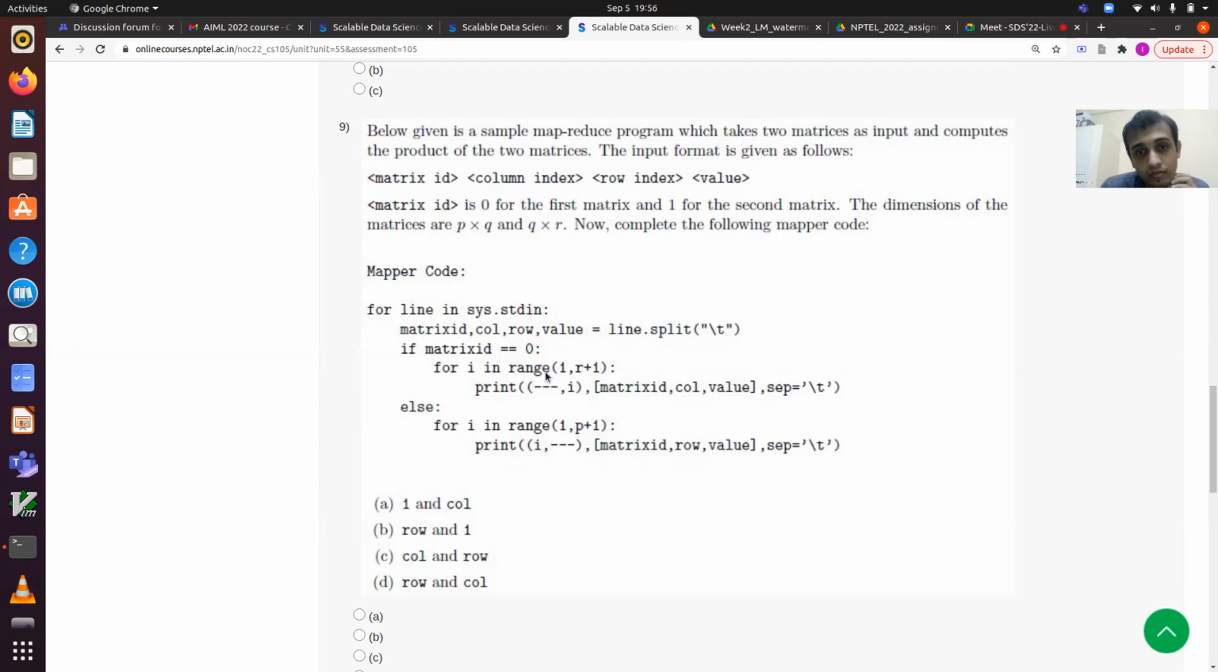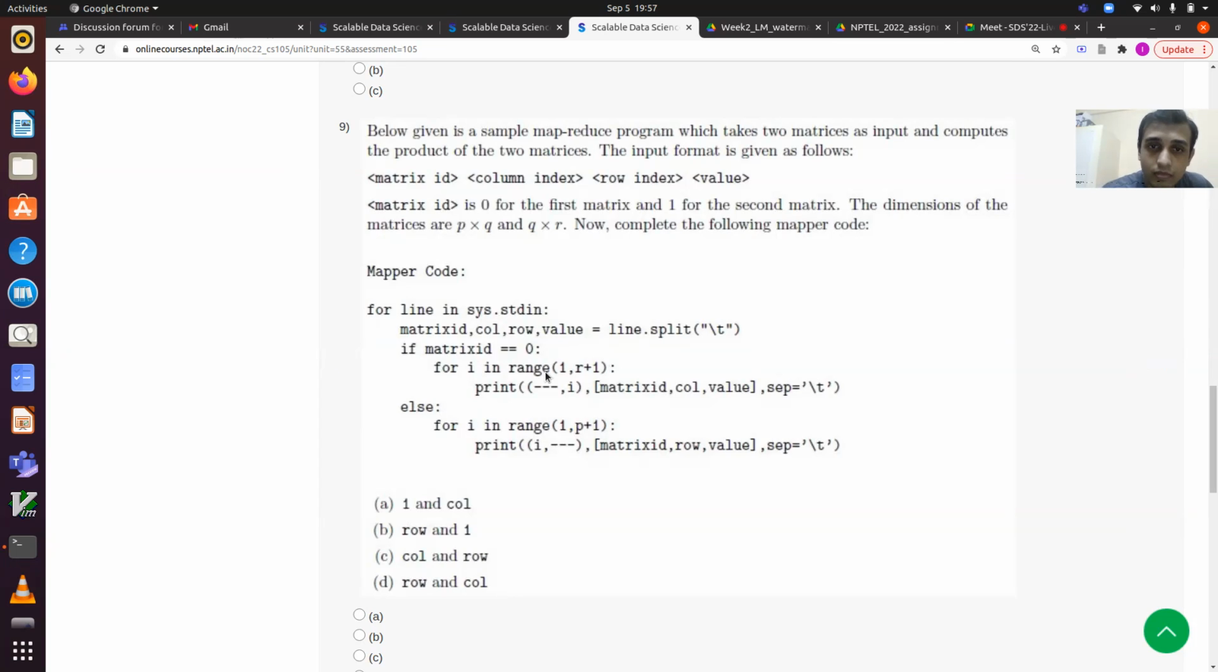But this is not incorrect. We have given you only the mapper code. We have never told you that we're giving you the entire MapReduce code for the multiplication, product of 2 matrices. For the matrix multiplication, right? Okay. Product will happen at the reducer.